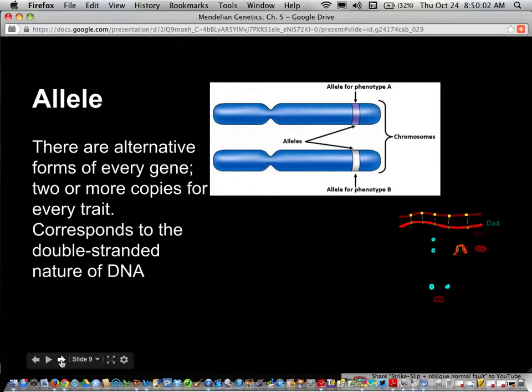So in this slide, the upper chromosome has an allele for phenotype A, might be coding for blue eyes, little b, little b. The lower chromosome has the allele coding for phenotype B. It might be brown eyes, it might be big B, big B. Okay. Does that make sense, guys? Okay.